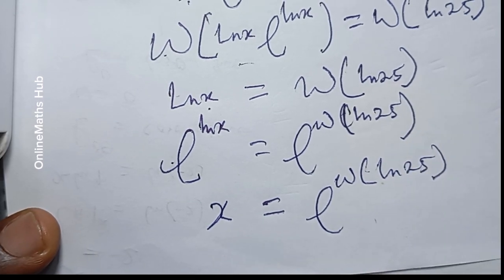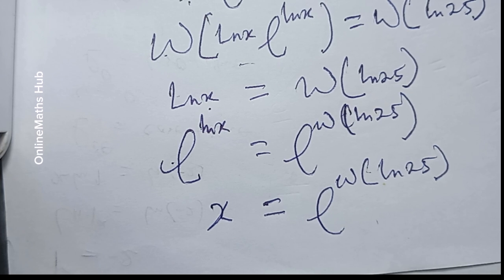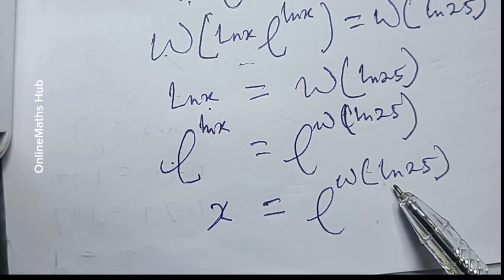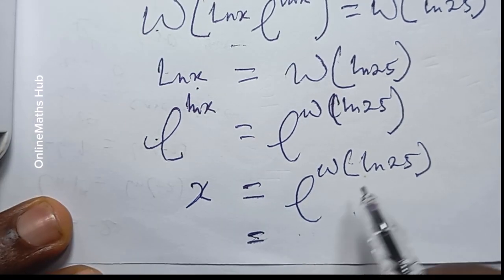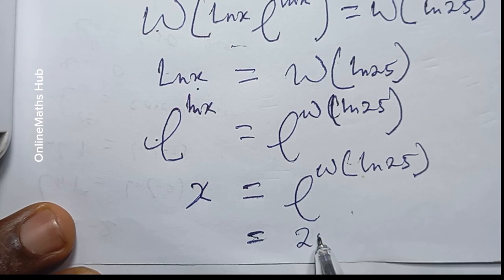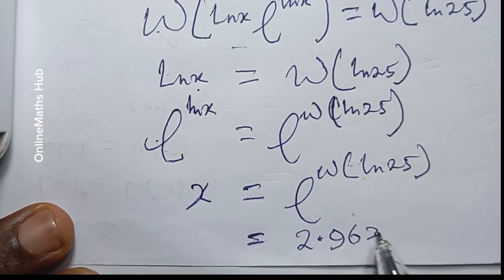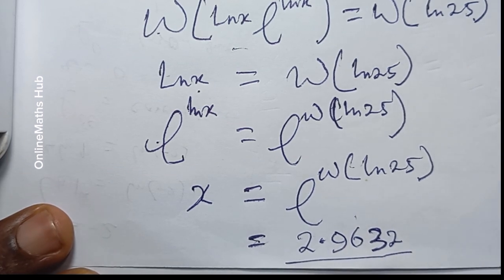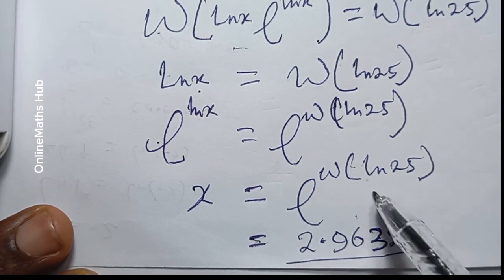This is actually an answer to the problem we are solving, but you may also want to find the decimal representation of what x is. So you can move over to wolframalpha.com to find out the value of exponential Lambert W function of natural log of 25. When you check it, you're going to see that x is approximately 2.9632. This is the approximate value you are going to get if you compute this.